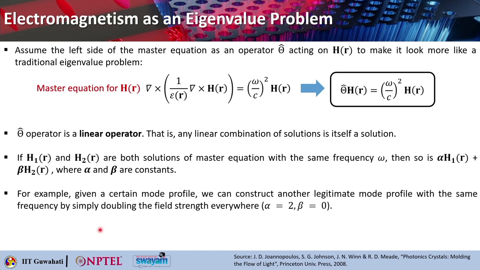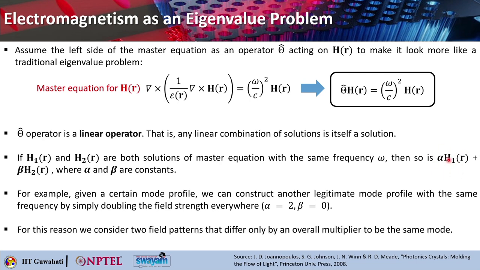For example, given a certain mode profile, we can construct another legitimate mode profile with the same frequency by simply doubling the field strength everywhere. So you can choose alpha equals 2, so that will double the magnetic field strength everywhere, and that will also be a solution. So for this reason, we consider two field patterns that differ only by an overall multiplier to be the same mode. We consider those the same mode because they only differ by a multiplying factor.